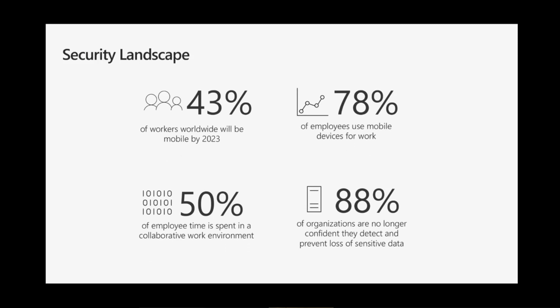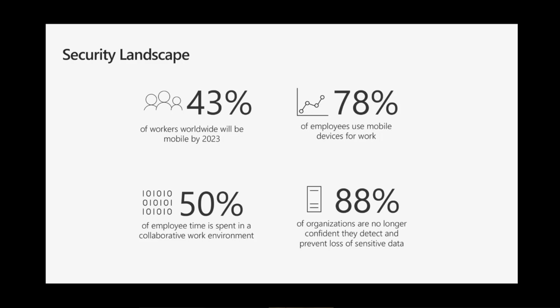So why is that important, right? How does bringing those together matter? When you look at the actual data itself, we are working remotely. You have the majority of the workforce all working with mobile devices for work. I think a very powerful number is that 88% of organizations are no longer confident that they detect and prevent loss of sensitive data. Think of that, those go hand in hand. People are working more remote, people are working more on mobile devices, which then, if you don't have the proper controls in place, organizations become less confident that they're able to protect their data.